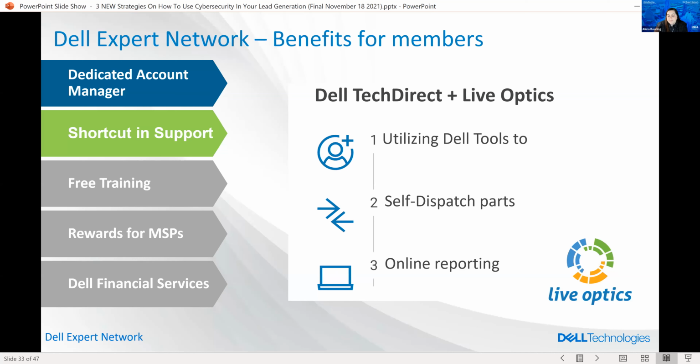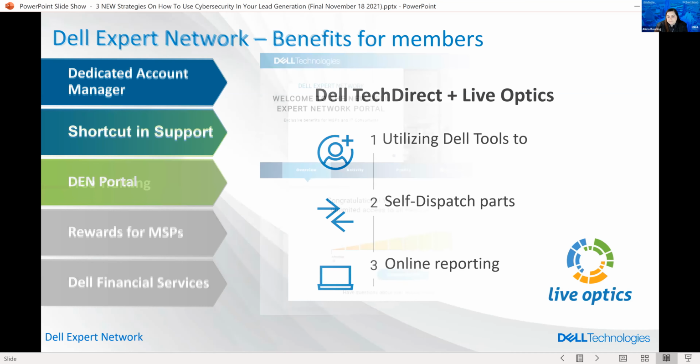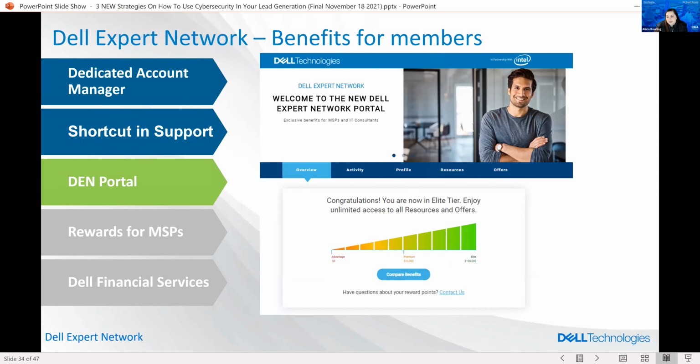But moving on to the next one, our member portal. As you can see there, it's kind of a single pane of glass to see all of the benefits in your account. It also shows you the tier that you're in.